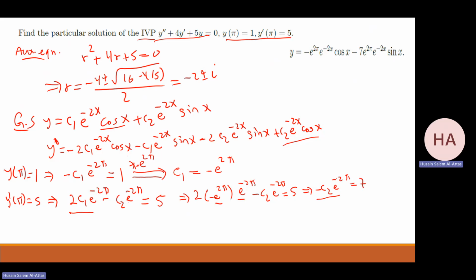I'll do the same trick, but now multiply by minus. So that'll give me c2 will be minus 7 e2 pi. So it will be my solution. y equals c1, which is minus e 2 pi, times the first e minus 2x cosine x. This is the second one, minus 7 e minus 2 pi, e2 pi in this case, sorry. C2 is e to the power 2 pi, e minus 2x sine x.